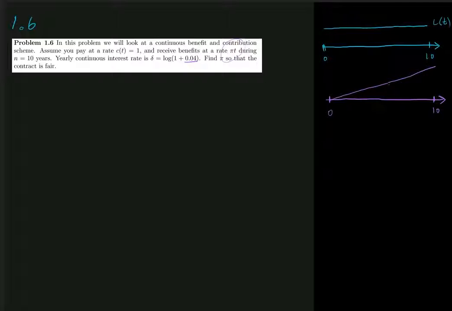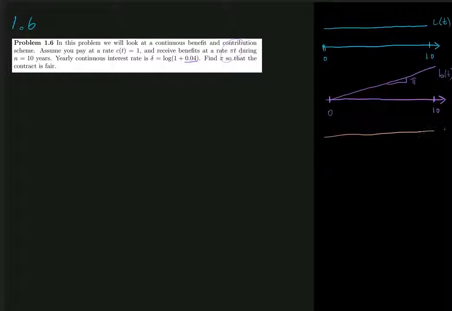So this would have slope pi, and this is the benefit rate. So the contributions are constant, whereas the benefits grow and grow and grow. So during the first year, you don't accumulate that much in benefit, but during the last year, you accumulate a lot more in benefit. So what do we assume in this question?